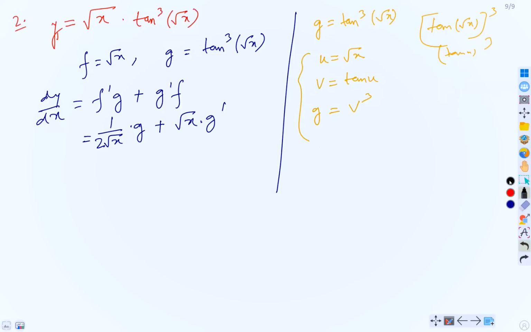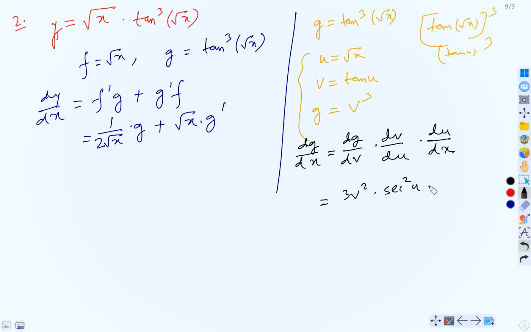So dg dx is, so g is directly dependent on v, therefore dg dv, v is directly dependent on u, therefore dv du, then u is directly dependent on x, so du dx. So dg dv is 3v square, dv du, differentiation of tangent u is secant square u, and du dx is 1 by 2 root x. Yes, now substitute the value, you are finished.